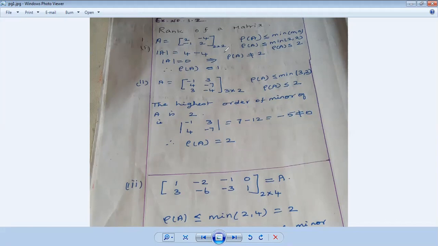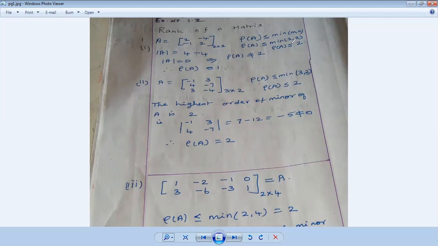To find the rank of the matrix, rank of the matrix is written as rho A. This is rho A, we mentioned. This is the symbol for rank of a matrix. So rho A is less than or equal to minimum of m comma n. M represents number of rows. N represents number of columns. So minimum of m comma n.